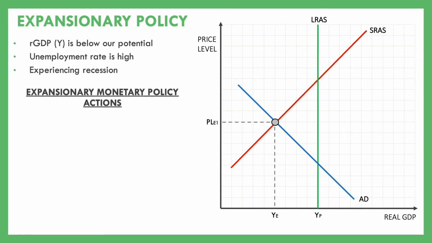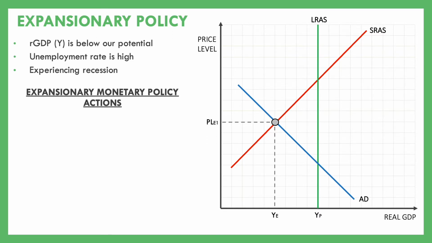So what expansionary monetary policy actions could the Federal Reserve take? And really what we're saying by that is, what actions would increase the money supply? Because again, increasing the money supply decreases interest rates, increases investment, increases GDP. And that's what we need right now. We need an increase in GDP.